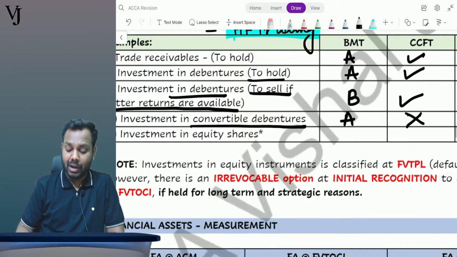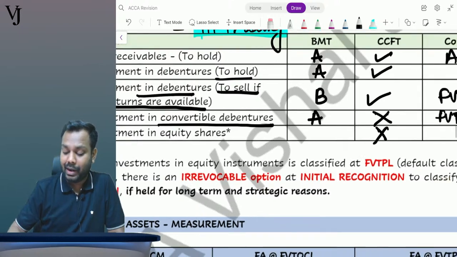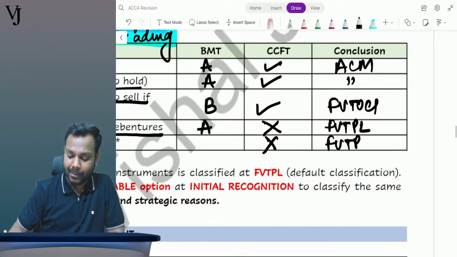Investment in equity shares. Now tell me, will it pass the contractual cash flow test? No, it will not pass. Hence, it will be FVT P&L.